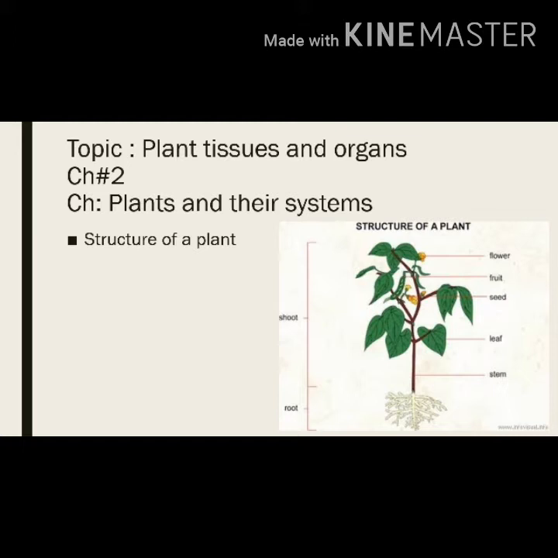Second, stem. Stem is a plant's main support. Above the ground, it holds the leaves so they can get light for photosynthesis. Next one is leaves. All plants have leaves. Leaves are where a plant makes its food.